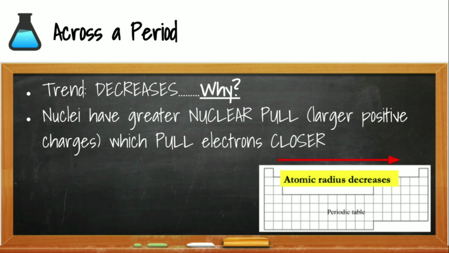Why does atomic radius decrease when we go across the period? Because as we go across the period, the nuclei have a stronger pull because they have more positive charges to pull their valence electrons, all located in the same principal energy level, closer.